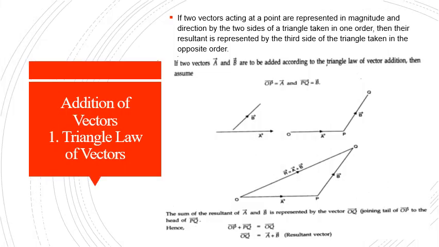Okay students, now we'll see addition of vectors. In addition of vectors, we have a graphical method, 3 types of graphical methods. As I told you, triangular law, parallelogram law and polygon law. So let us see one by one.